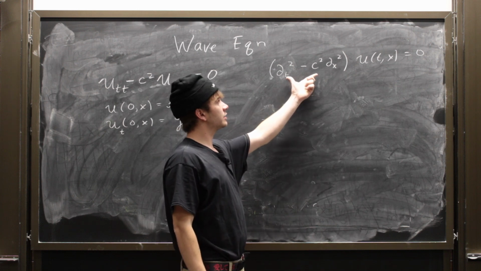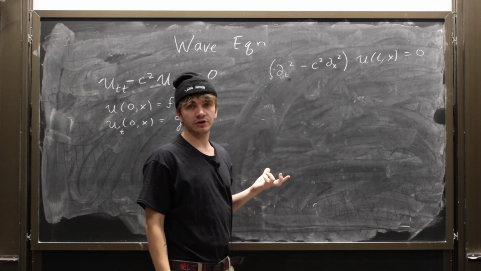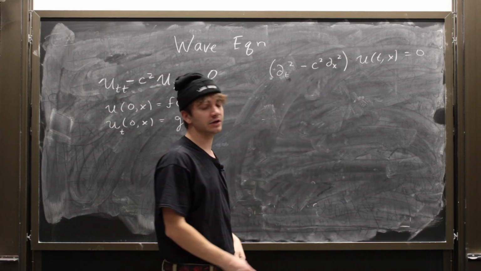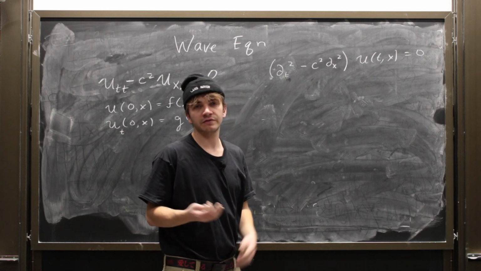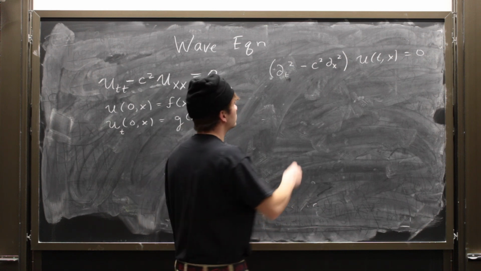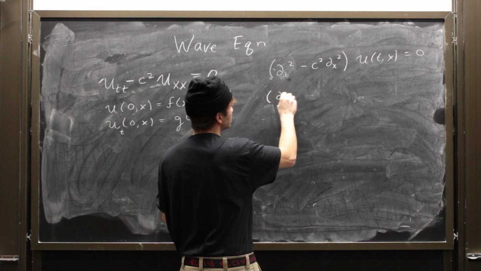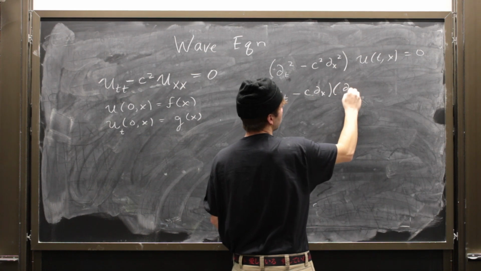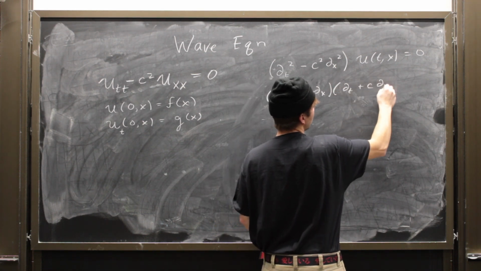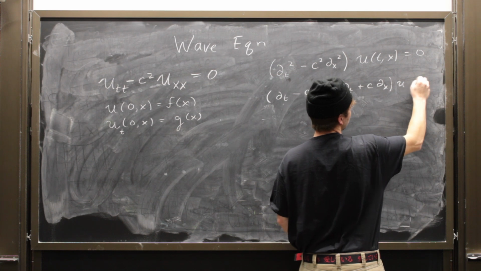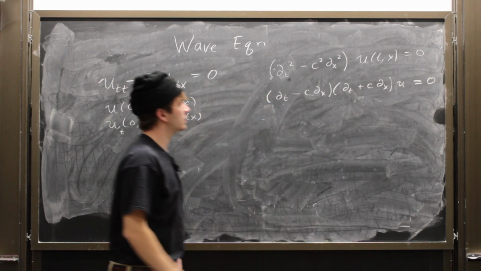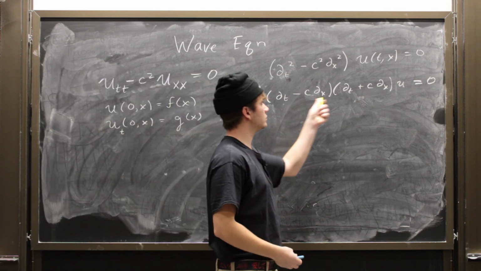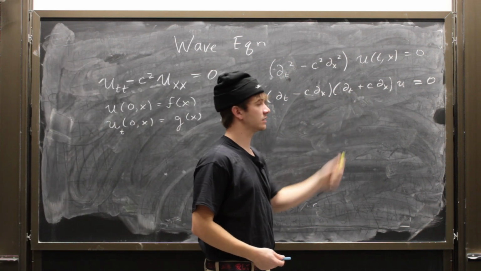Now I look at this operator as a second order differential operator, but it has a nice form of a squared minus b squared, so I can factor it. And this uses the fact that partial derivatives commute. In factoring this expression, I get the following equation, where I have two directional derivatives acting on u.